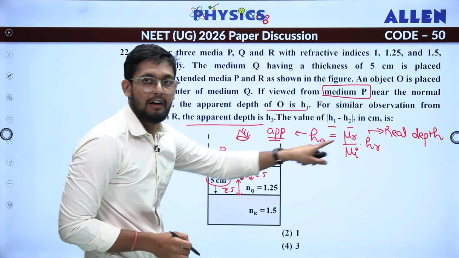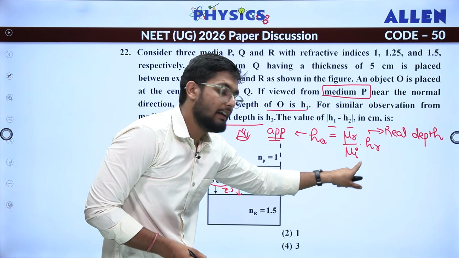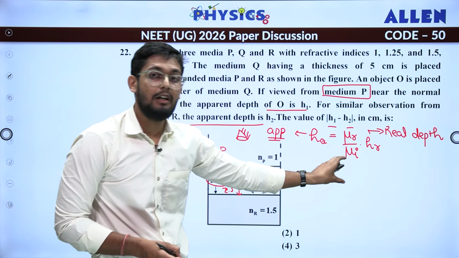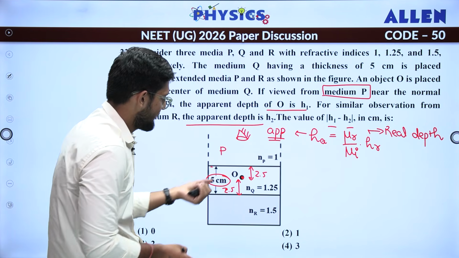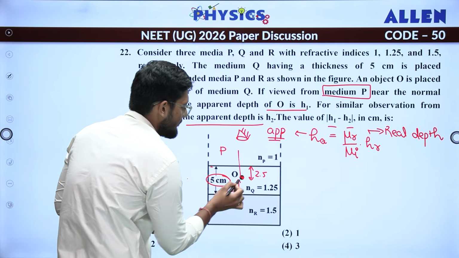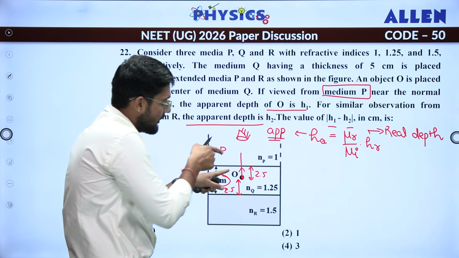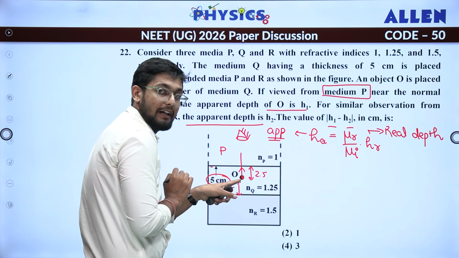This is the refractive index in which refracted rays are present. Mu I is the refractive index of the medium in which incident rays are present. So this is the object. Incident rays will travel like this. From this point, it will travel like this. Correct. So this is the incident medium, this is the refracted medium.